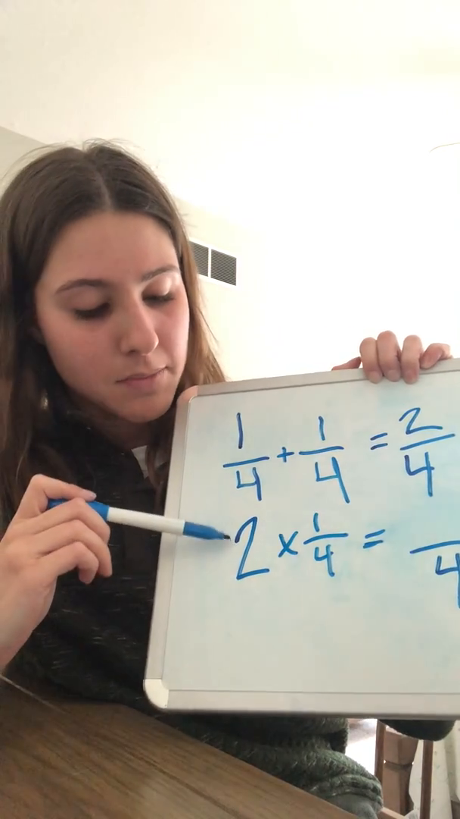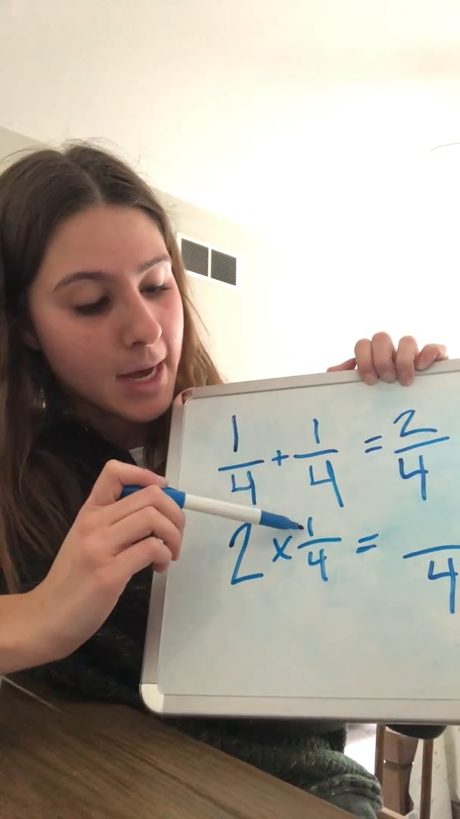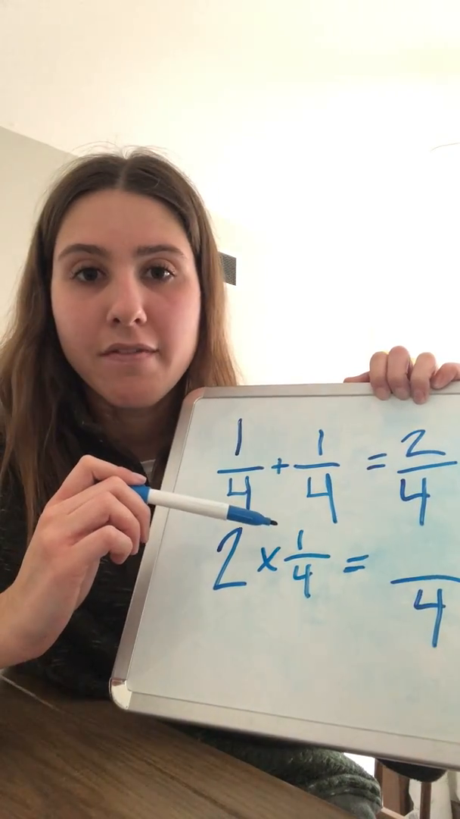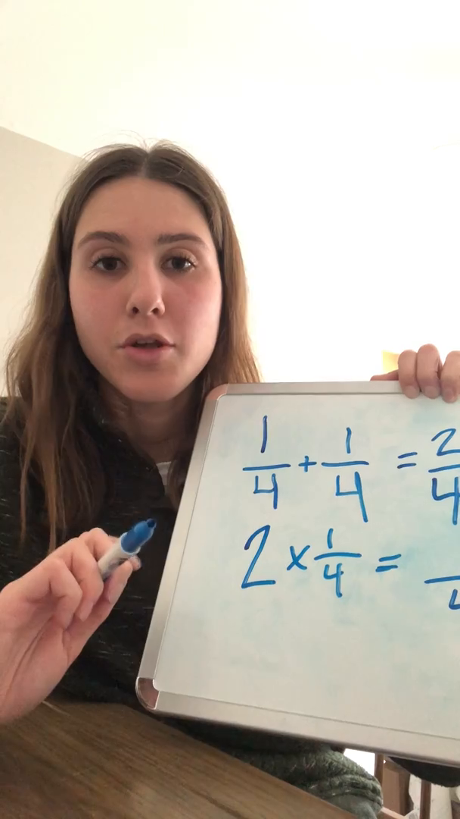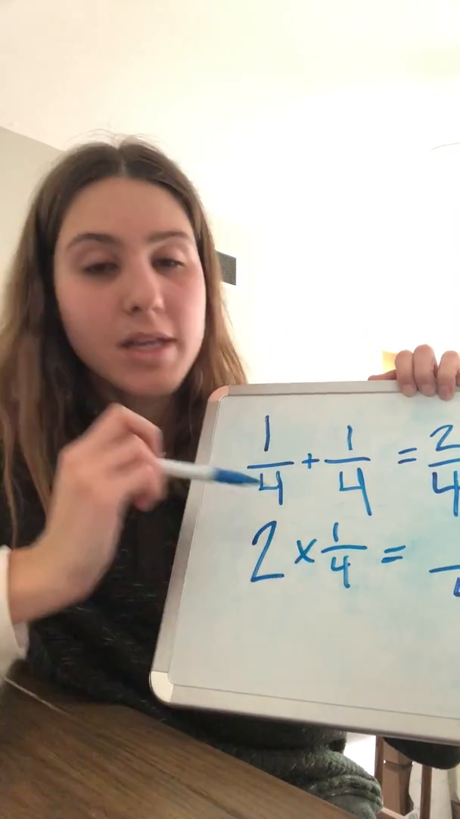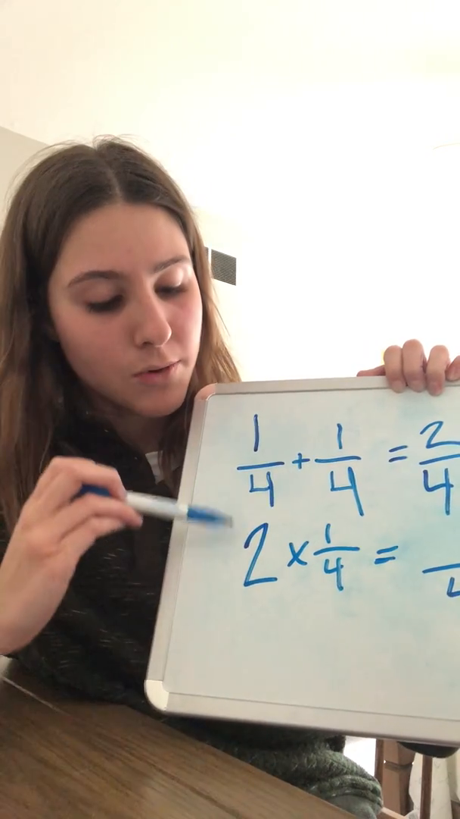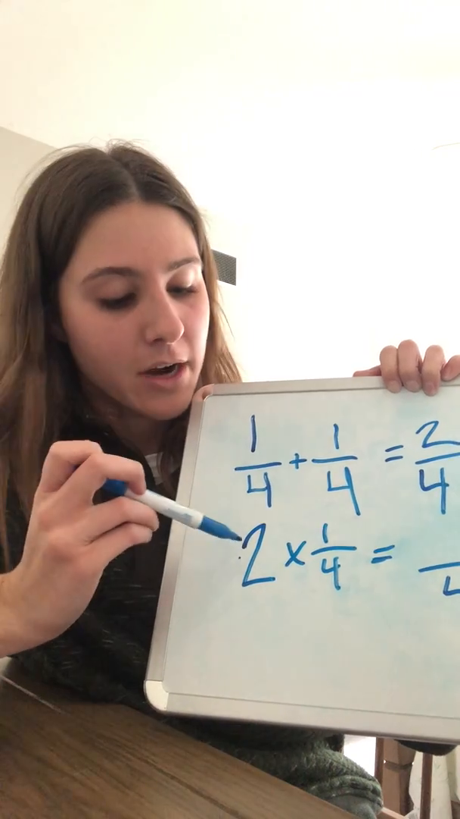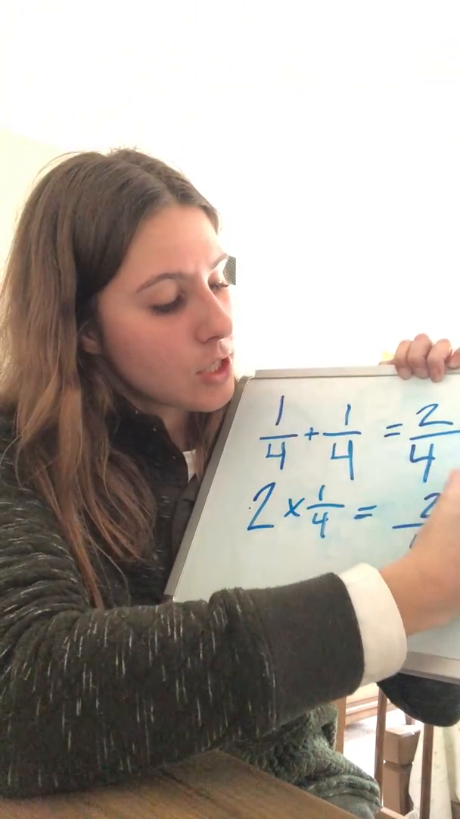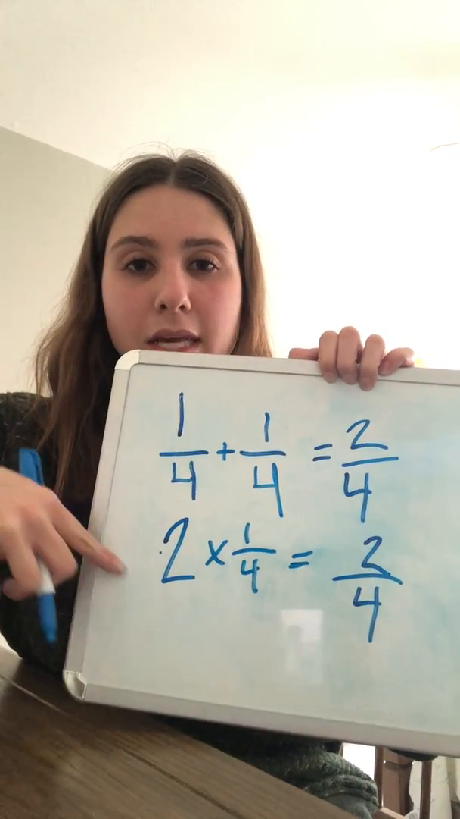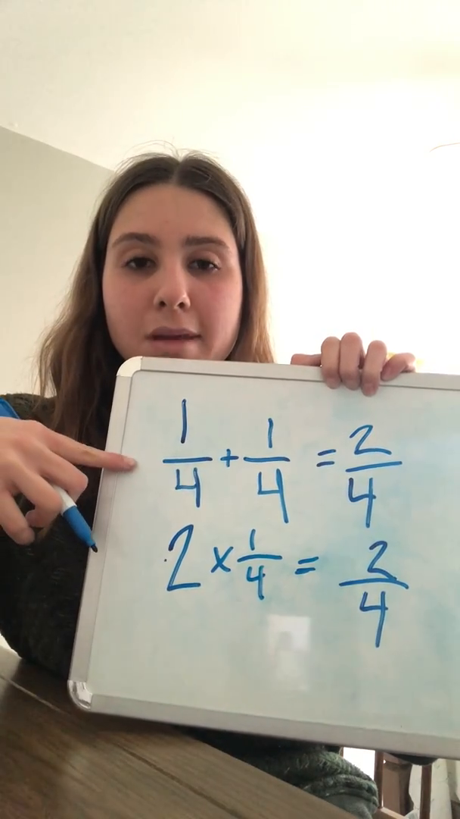Now, we have to multiply our whole number, our 2, by our unit fraction. Now remember, you've learned in the past that our unit fraction is any fraction that has 1 in the numerator. This could be 1/2, 1/3, 1/10, 1/4. This is our unit fraction. So we're going to multiply our whole number by the numerator of our unit fraction. So 2 times 1 is 2. So you can see we have the same answer for both of these problems. We're solving the same problem just in 2 different ways. We used repeated addition and we used multiplication.